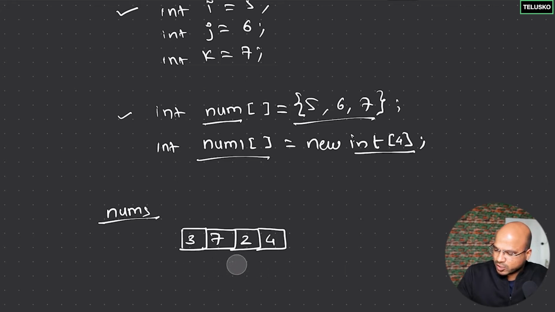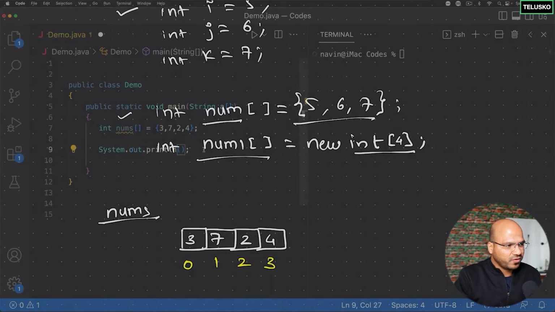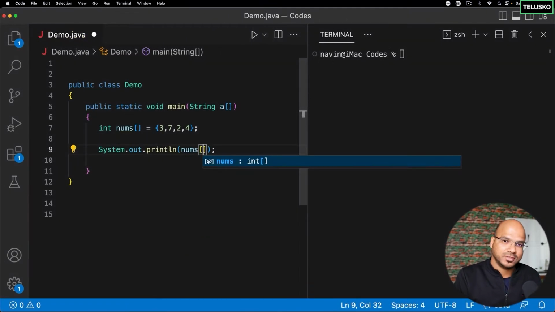In fact, you know what I should do? I should convert that into a different color. 0, 1, 2, 3. Now these numbers in yellow color are the index numbers for the array. Okay, so 3, 7, 2, 4 are the values, but 0, 1, 2, 3 is the index. That means if I want to fetch the values, I have to mention nums. In this square bracket, you have to mention the number, which index value you want to fetch. I will say I want to fetch 0.